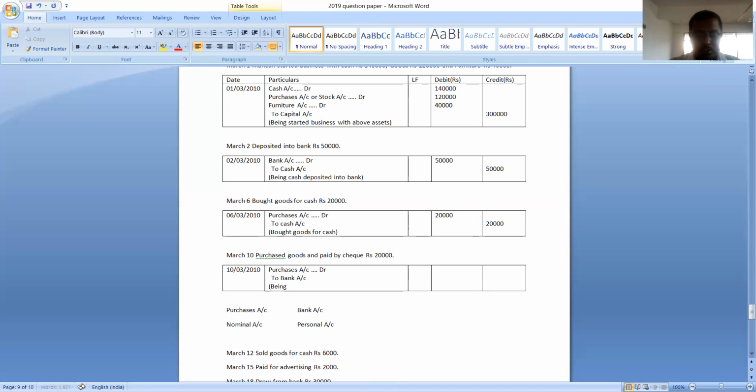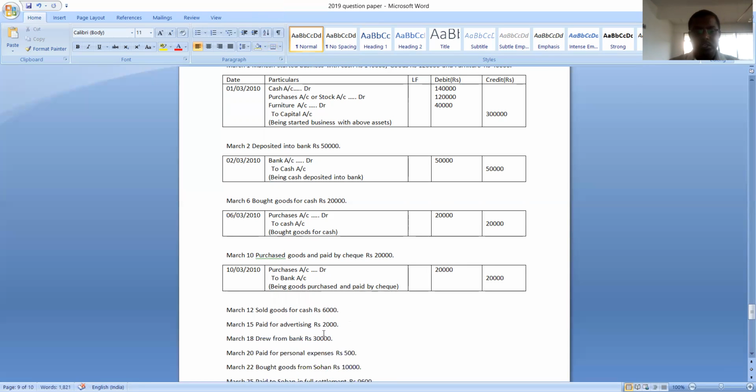So what is the narration now? Narration is being goods purchased and paid by check. Okay, so let us write the amount. Goods purchased worth rupees how much? We purchased goods worth rupees 20,000. So debit column rupees 20,000, credit column rupees 20,000. Understood? Okay, let us move to next transaction.